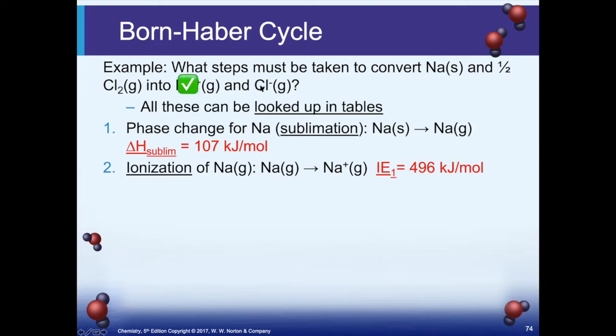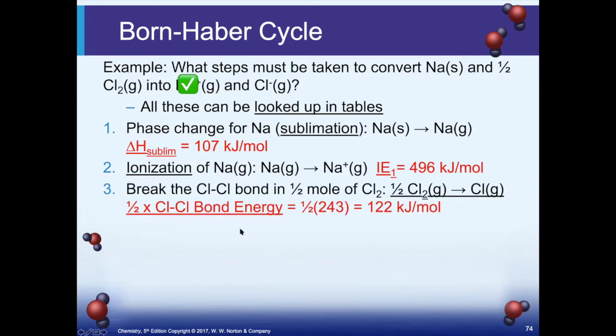Now I want to focus on the chloride ions, starting with 1/2 mole of chlorine gas. So what I need to do is take the chlorine gas, which is Cl2. I've got that single bond between the two chlorines, and I just need to break that bond to give me 1 mole of chlorine atoms. So I'm just going to use 1/2 mole of the chlorine gas, right? I only need 1 mole of chlorine atoms, but 1 mole of chlorine gas has 2 chlorine atoms in it, right? Subscript 2. So I only need 1/2 mole of chlorine gas.